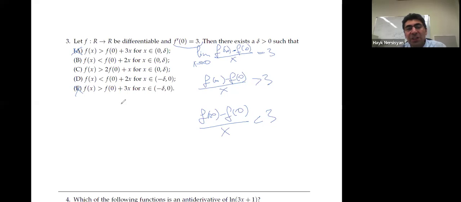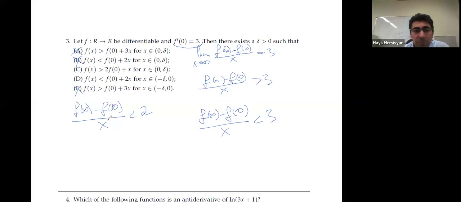Now, B and D, let's treat B and D together. f of x, bring f of 0 to the right side, divide by x. Is this smaller than 2? No, it tends to 3. It can't be smaller than 2. It tends to 3, so, limit. This is wrong.